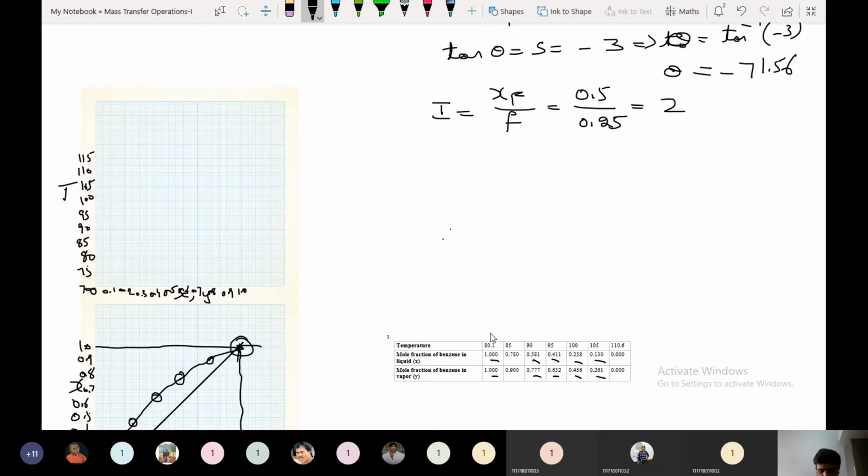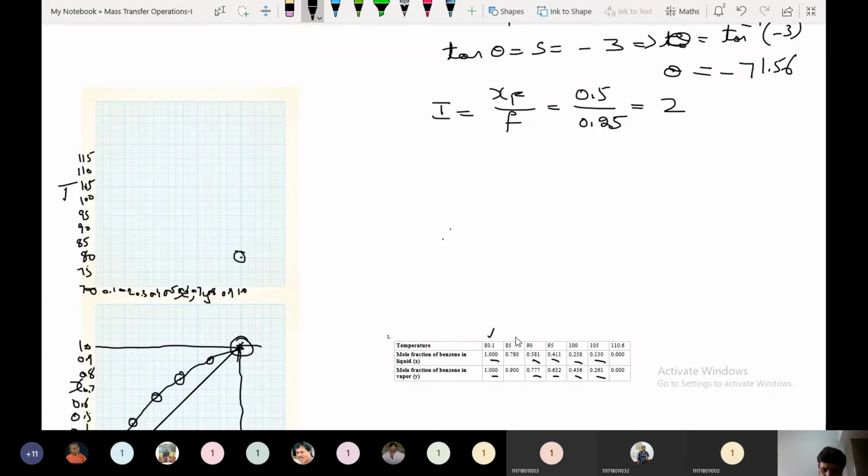The first point is this one, 80.1 on the x-axis, and 1 and 1. So T and X we will try to draw first. T is equal to 80.1. So this is 80.1 and 1. So T, 80 and 1. So this point will come here.